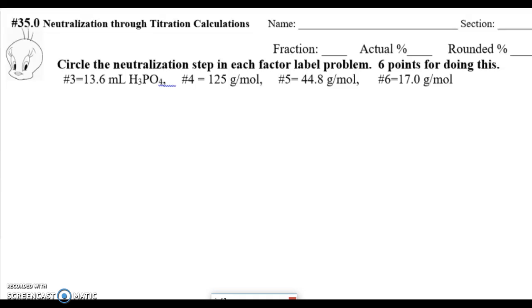Hi folks, today I'm going to teach you how to do the 35s. As you can see at the top of the 35s, there are some answers to several problems. And it also says circle the neutralization step in each of these factor labeled problems.